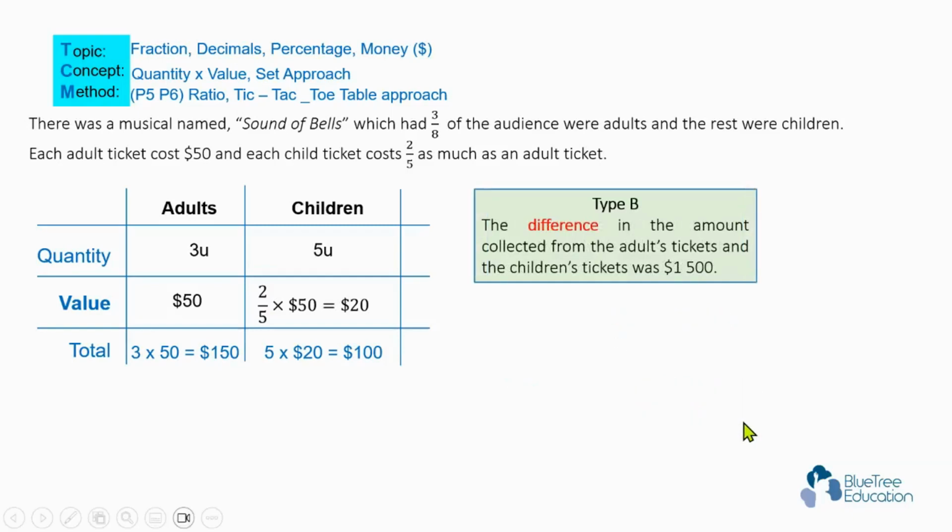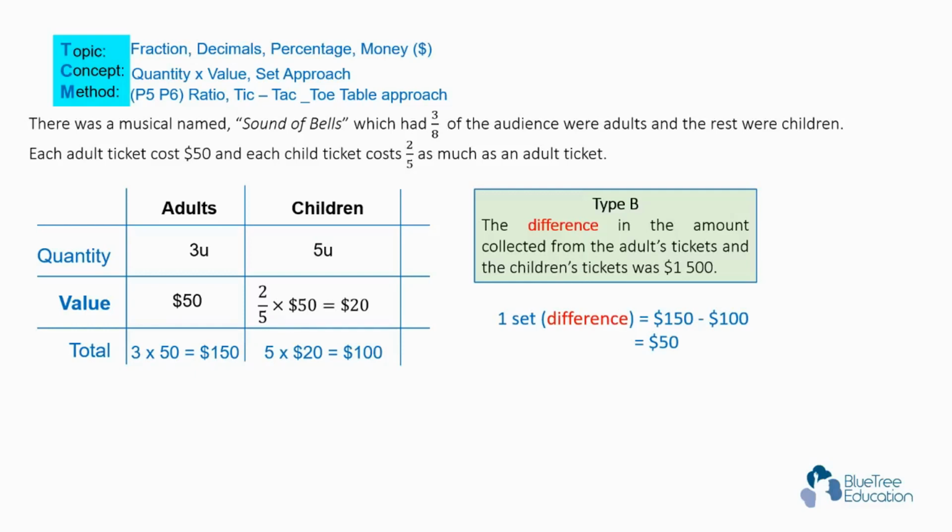Let me show you what type B looks like. Type B says the amount of money spent on the adult tickets is 1,500 more than the money collected from the children's tickets. So therefore, I don't add them up. I subtract them. So mommy, daddy, ama, their ticket price is 150.